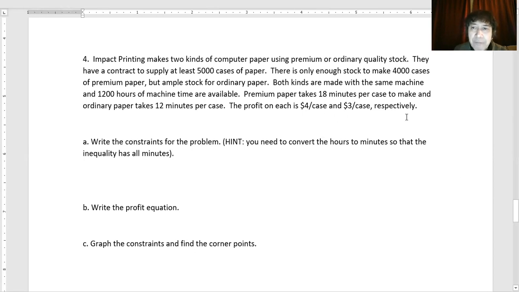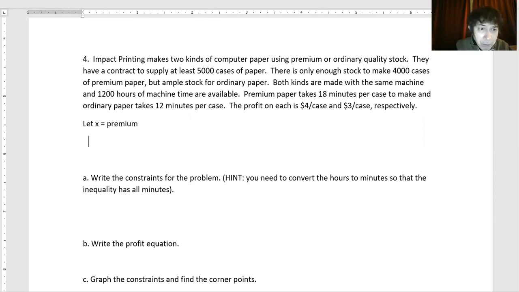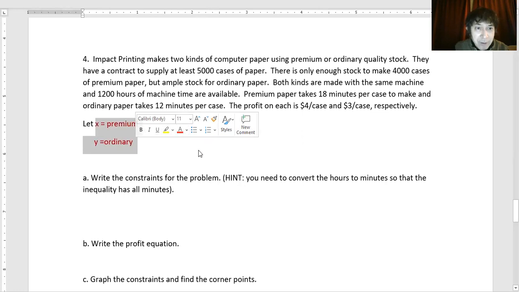And so we shall define our type of papers first. For the premium, let's use X. So we'll have to use let X for the premium paper. And then we have the Y for the ordinary. Ordinary paper. So this will be defining our letter variables. We shall denote this with red. There. Okay, letter A, write the constraints.